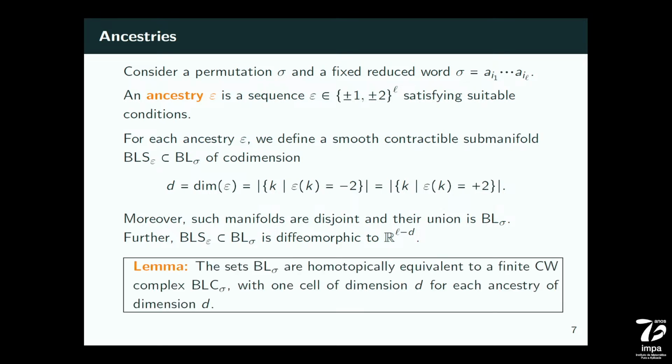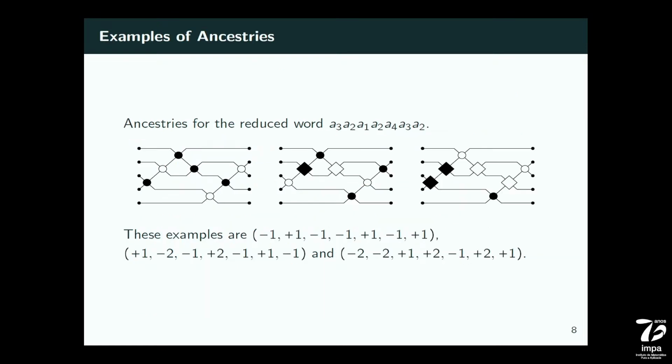Okay, so what we get? We get the following. BL sigma is homotopy equivalent to a finite CW complex that we call BLC sigma, C to remind us that we are looking at a CW complex, with one cell of dimension D for each ancestry of dimension D. So let me explain. Okay, let me give an example.